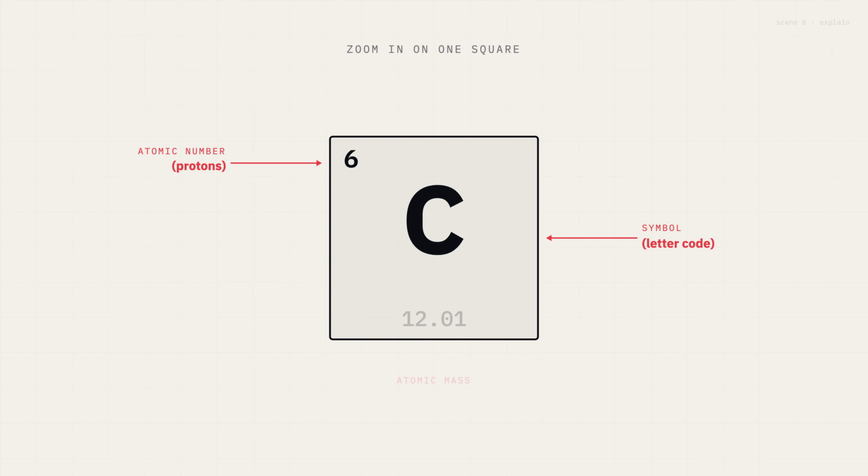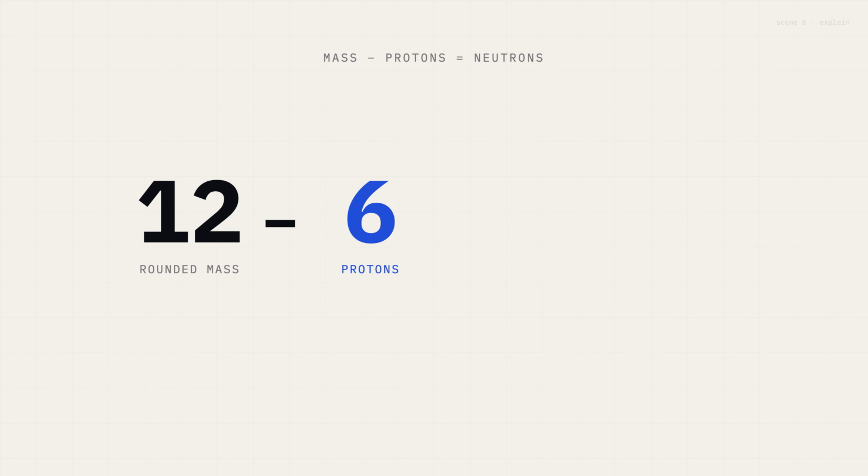Zoom in on one square. 3 things in every box. A letter symbol, a small number on top for protons, a bigger number below for atomic mass. That's the whole language. And that mass number? Round it, subtract the protons, you get the neutrons. Carbon, mass 12, 6 protons, 6 neutrons.